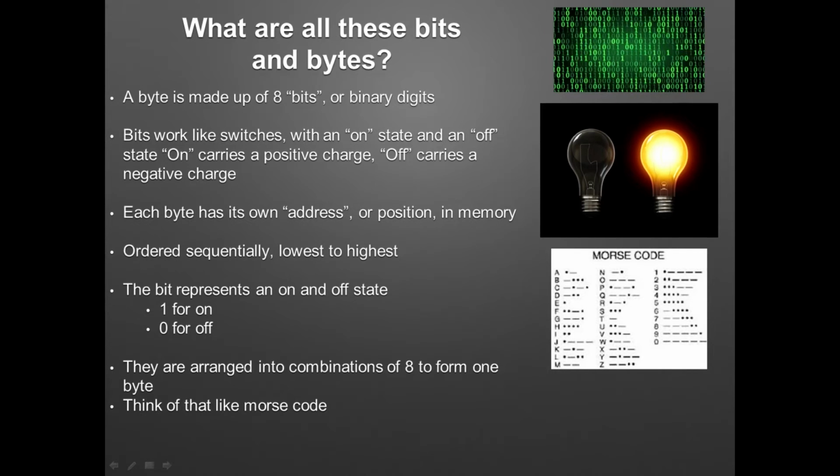Now, we don't actually have to do any of this. Again, as I was saying, this is all very low level. It's just nice to know how this is working underneath the hood. So again, just to recap here, these are arranged in combinations of 8 to form a byte. And they contain a positive or a negative charge, an on or off position.